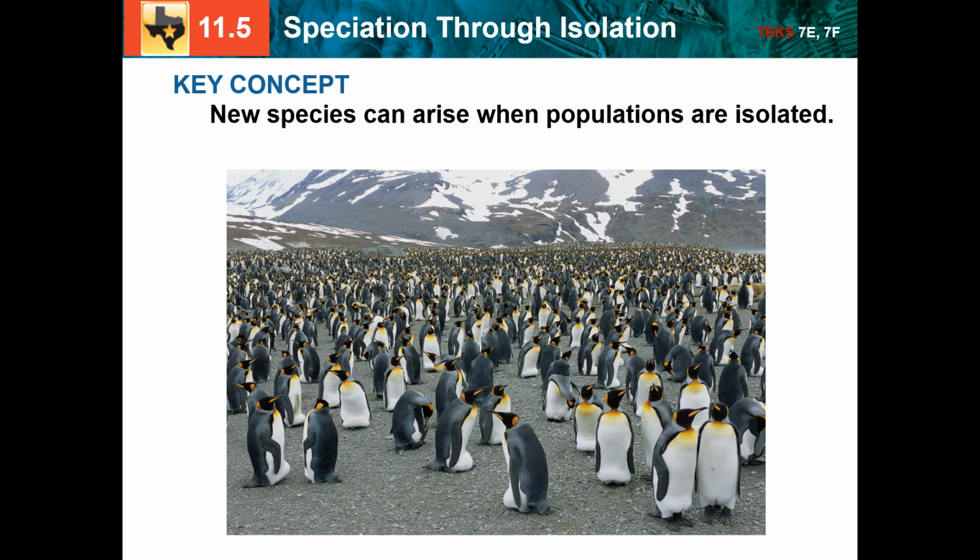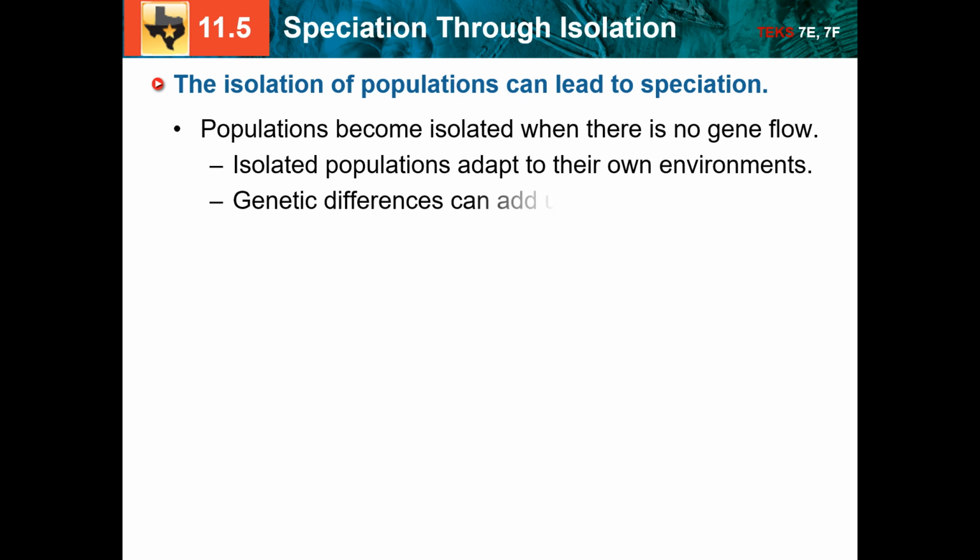Alright, this is chapter 11, section 5, and it's on speciation through isolation. The key concept here is that new species are able to arise when a population becomes isolated. So the isolation of populations can lead to speciation. So when populations become isolated, we would say there's no gene flow.